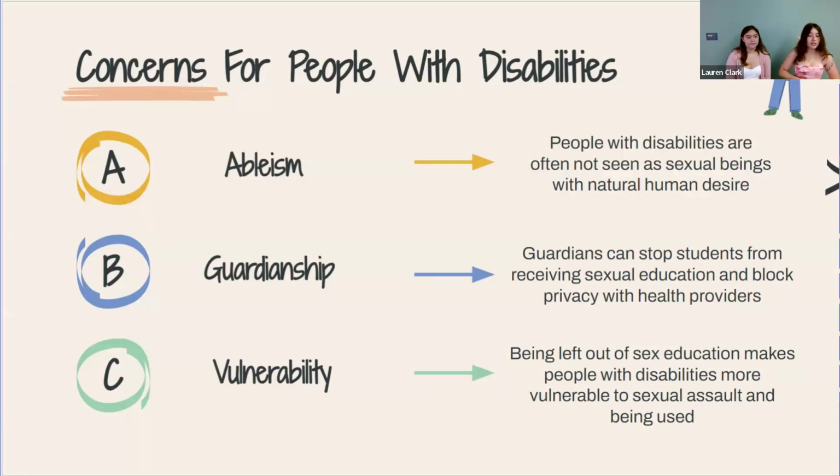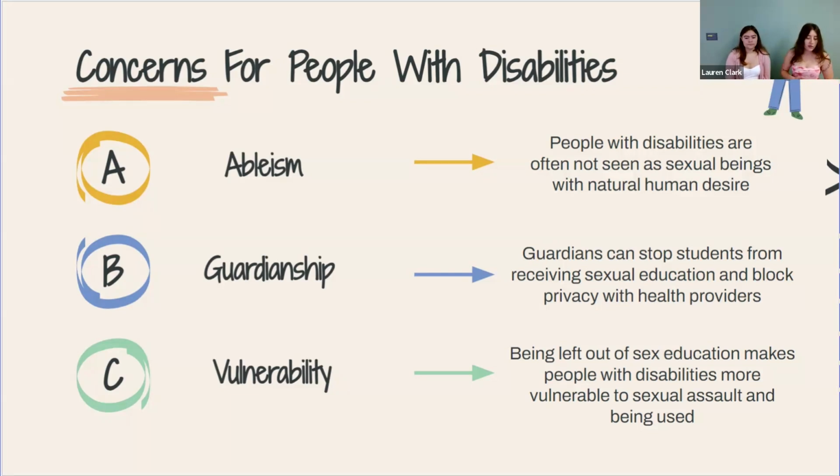guardianship. So guardians can stop students from receiving sexual education and also block their privacy with healthcare providers. If someone is under a guardianship and they're over the age of 18, this can stop them from having private conversations with healthcare providers, whether that's about birth control, sexual education in general, or things like that. And in the same way for students, guardians can stop them from receiving a sexual education that could actually be for the student's benefit.